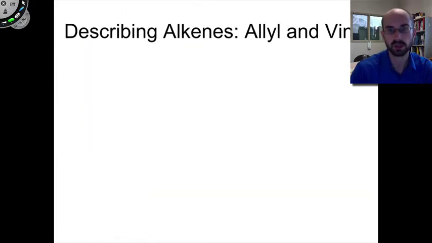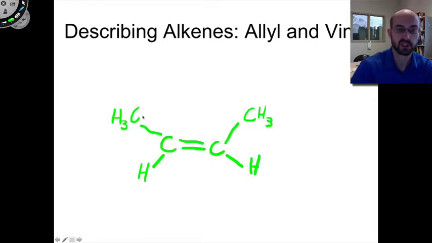So we've talked about primary, secondary, tertiary carbons and hydrogens and alcohols and that sort of thing. And I'd like to introduce a couple more related pieces of terminology that have to do with alkenes. The allyl carbon and the vinyl carbon, or the allyl group and the vinyl group. So why don't I draw 2-butene again. So there's 2-butene again. I've drawn the cis isomer.